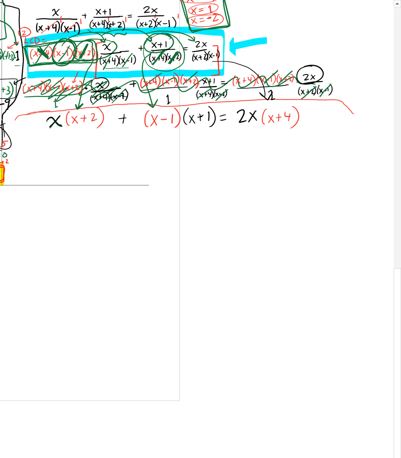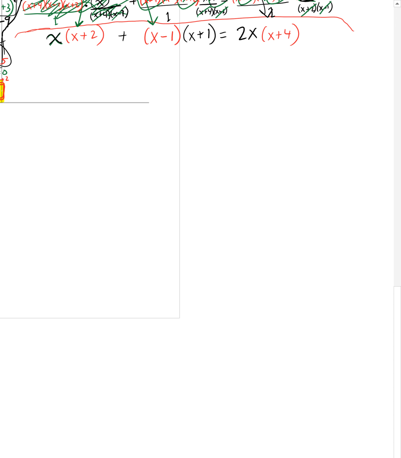Okay, now back to the problem. You can finish this problem off. I think I'm going to have to distribute some stuff though. Here, distribute the x in will give you x squared plus 2x. Here I'll have to FOIL it out.